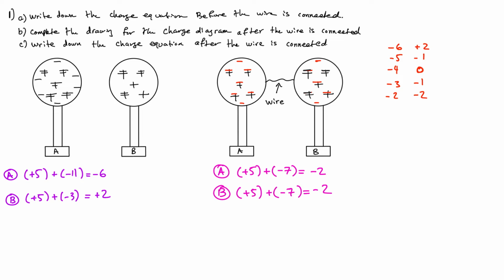So now in this question, we've answered A. Write down the charge equation. So we have that over here, usually 1 mark per each. So we got 1 and 1. And then drawing of the electrons afterwards. These are complete. And we got these ones over here, the charge equations after.